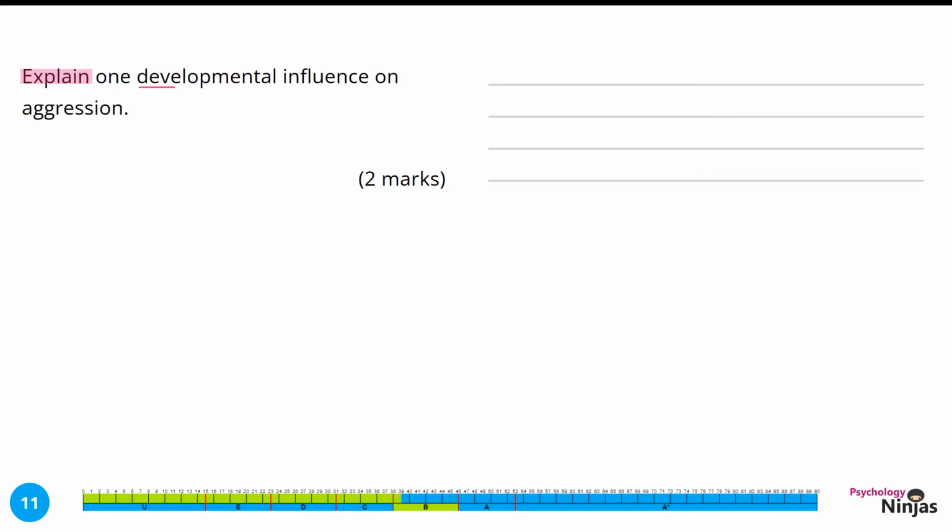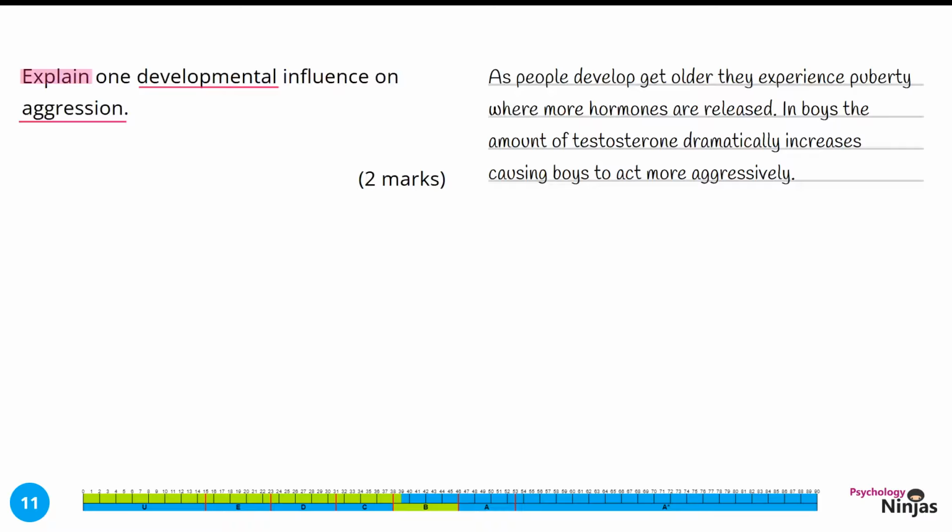There is some assumed knowledge here in that we understand what developmental influences are. These are anything that changes over the course of our development, how we grow up, and there's a range of things that we could talk about. It's key here that we focus on ones that are appropriate for aggression rather than other human behaviours. Here's an answer.